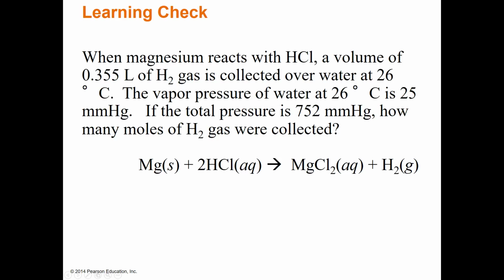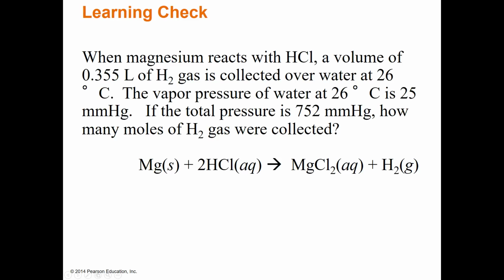What do you think we should do? What's the first thing we should do based on what we just went over? If it was collected over water, and especially since you're given the total pressure and then you're given the vapor pressure of water, what would you do first? We would have to subtract the vapor pressure due to water, which is 25 millimeters of mercury, from the total pressure. Then we're going to get the number that we need. The vapor pressure of water at 26 degrees Celsius is 25 millimeters of mercury. We're going to subtract total pressure minus pressure due to water, and you get 727 millimeters of mercury. Is this making sense or no? Okay.